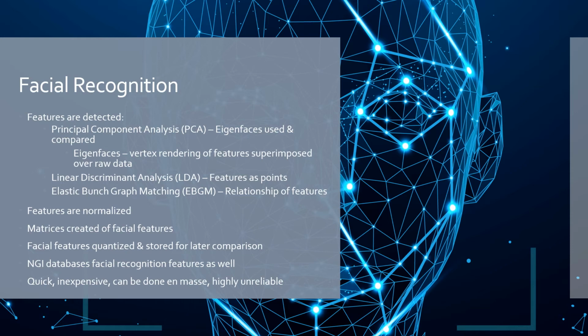Matrices are created of facial features, so basically searchable databases, and the facial features are quantized and stored for comparison then at the end. Just like iris scans, just like fingerprints, just like a whole mess of other personalized data, the NGI database has facial recognition features as well, although this is a fairly recent addition. This and iris are both fairly recent additions to the NGI, so it's not as robust as some other stuff like fingerprints.